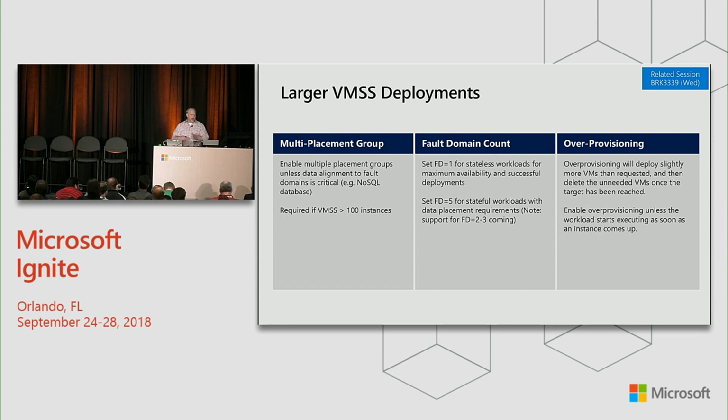But if they're in multi-placement groups and A, B, and C are in separate placement groups, you actually don't know, because those placement groups can move within the infrastructure. Fault domain count, again, you can configure 1 or 5 for the fault domain.